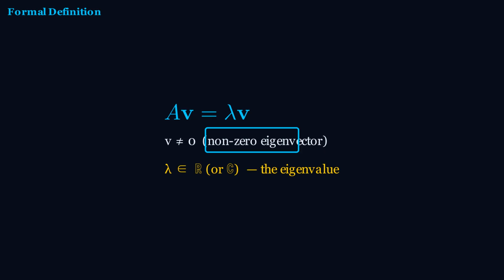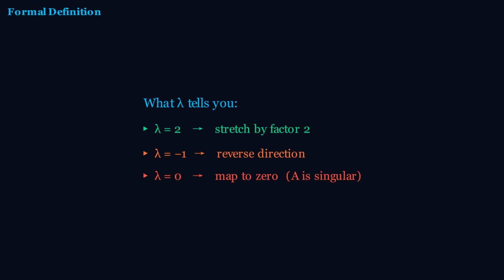The vector V must be non-zero. The zero vector satisfies this trivially for any lambda. The eigenvalue lambda can be any real or complex number. If lambda equals 2, the eigenvector is stretched to twice its length. If lambda equals -1, it reverses direction. If lambda equals 0, the eigenvector is mapped to the zero vector, meaning A is singular. The sign and magnitude of lambda tell the full story of how that direction transforms.